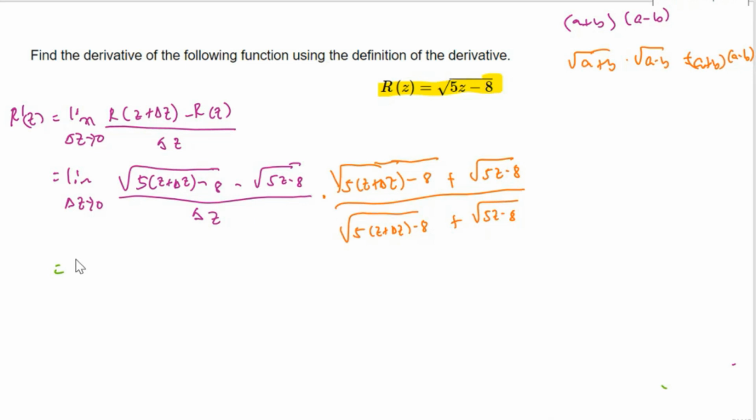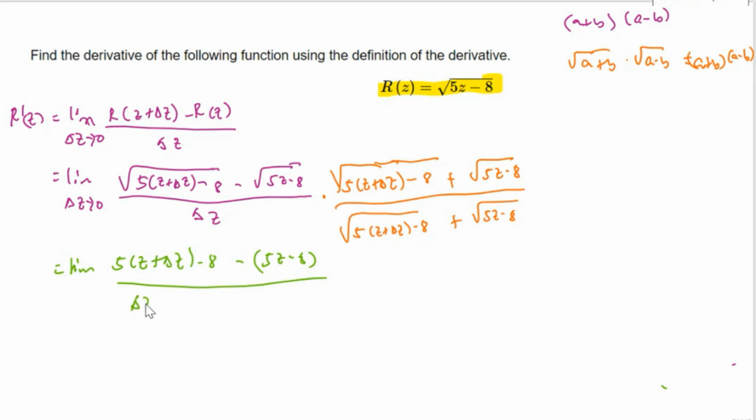To solve for that, we just apply the knowledge of special products, and so we have the square of the first term. We can cancel the square root and the power of 2. So we can write now 5 times z plus delta z minus 8, minus the square of the last term. We can cancel the square root and the power of 2. Do not forget the quantity 5z minus 8. All over, you copy everything in the denominator.